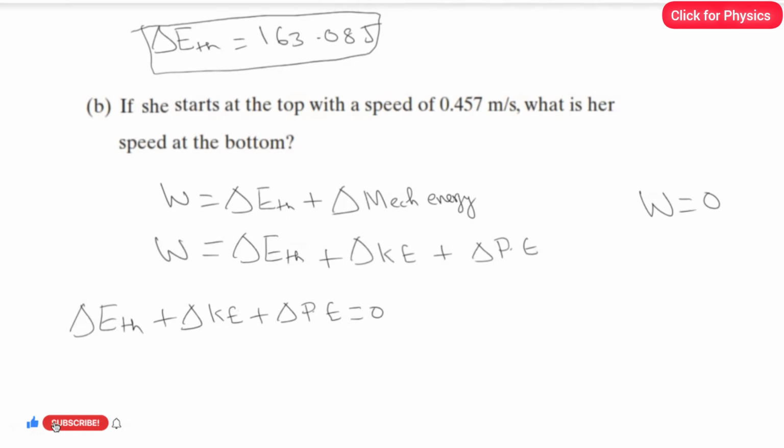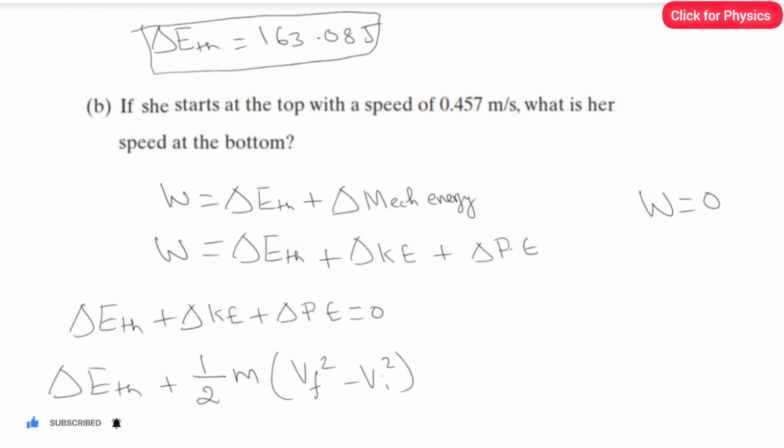Now I'm going to substitute them. We will substitute this value later, but first of all, we have to substitute the formula for kinetic energy as well as the potential energy. So change in thermal energy plus half m, v final square minus v initial square, because change is final speed minus initial speed. Likewise here we have to write mg, h final minus h initial, which is equal to 0. Clear?